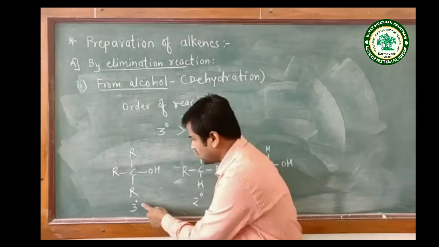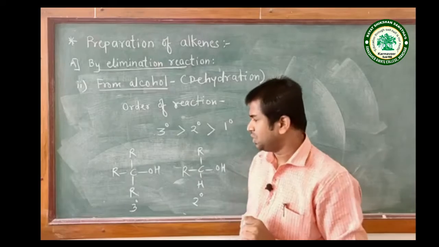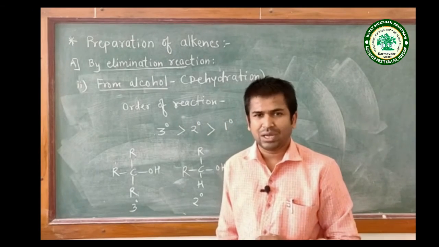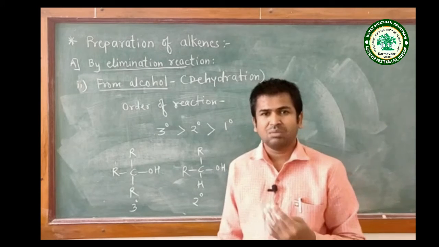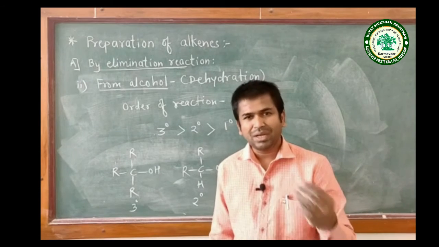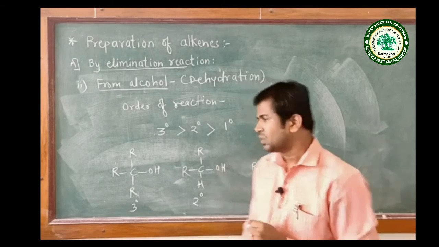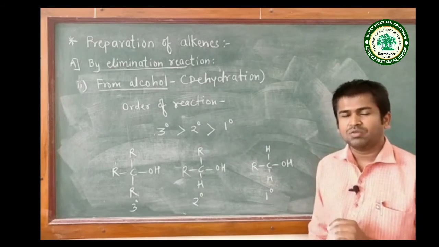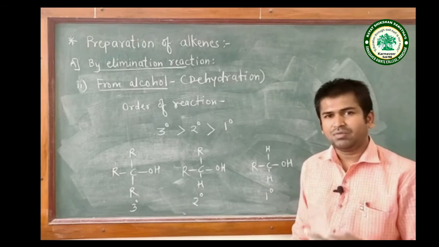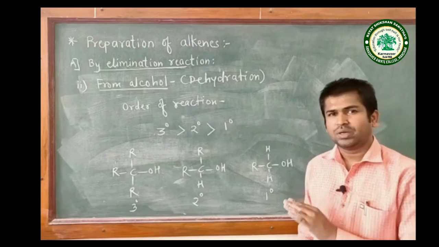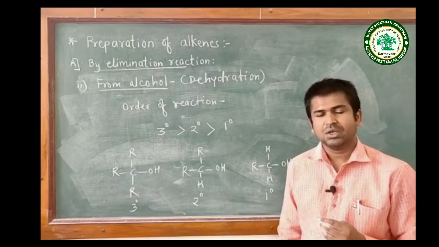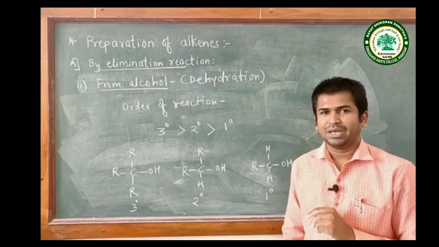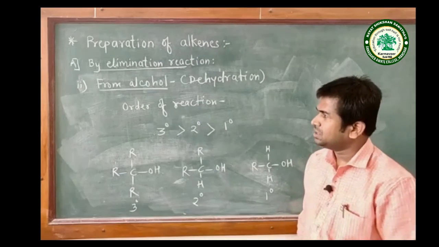So tertiary alcohol undergoes rapid elimination reaction, because in tertiary alcohol there are more number of beta hydrogen atoms, and since there are more number of beta hydrogen atoms, the probability of elimination increases. While in case of primary alcohols, there are fewer beta hydrogen atoms, and therefore it undergoes a slower reaction. Getting this? Okay.